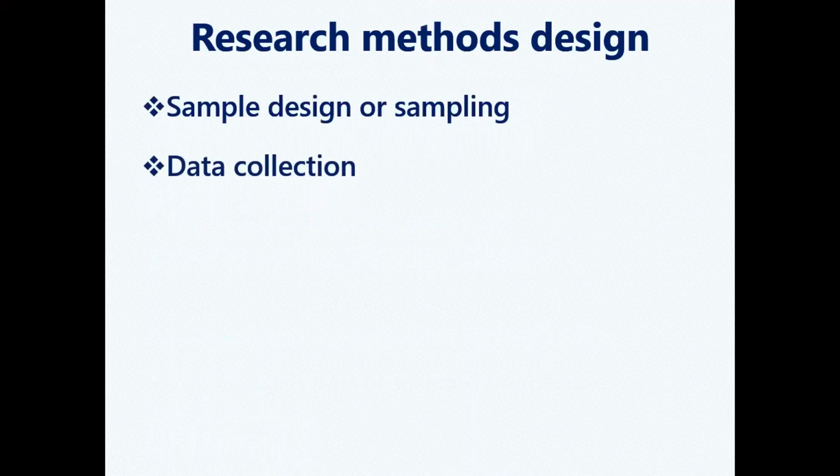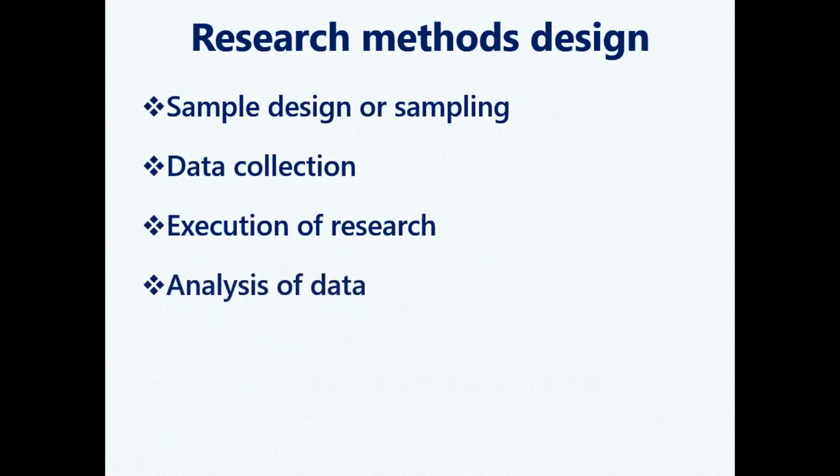So now what are the factors that actually affect your designs? First, the sample designing, or we can say sampling. Third is data collection, execution of your research, and analysis of data, because while analysing we have found that when the R square is stronger, then we prefer that one, right? We will prefer the second data more because it is more strongly correlated, not the first one. So the analysis of data actually plays a very important role.